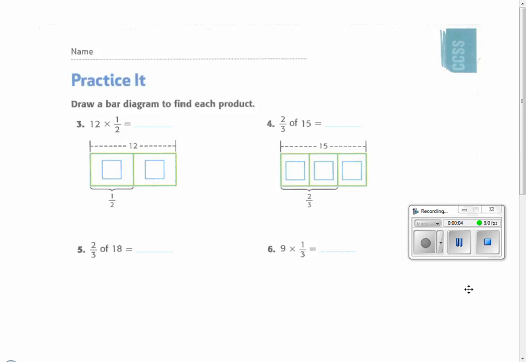So this video is using what we call a tape diagram. They call it a bar diagram on here, but we're going to call it a tape diagram. It's the same thing. So the first question is 12 times 1/2.